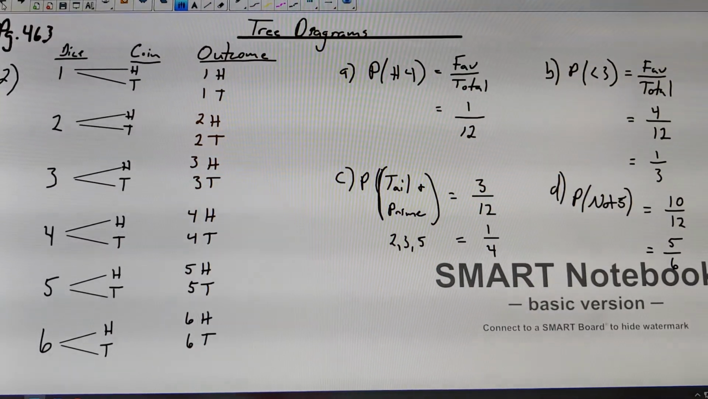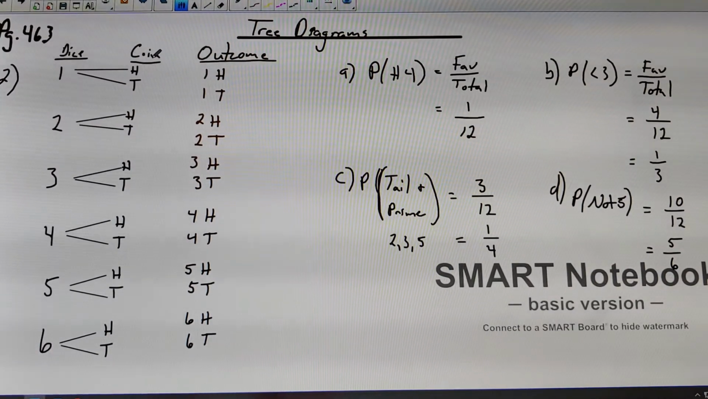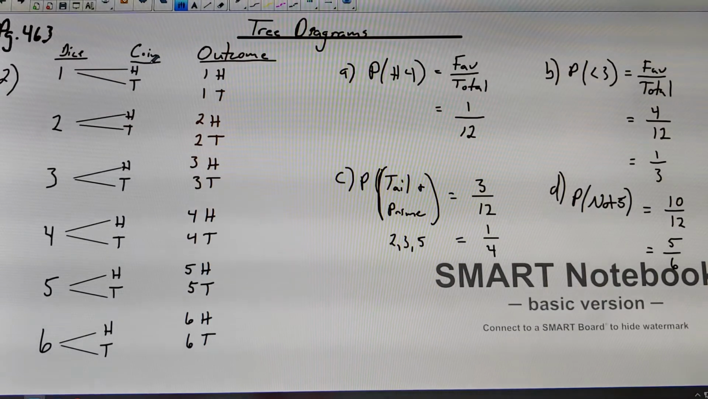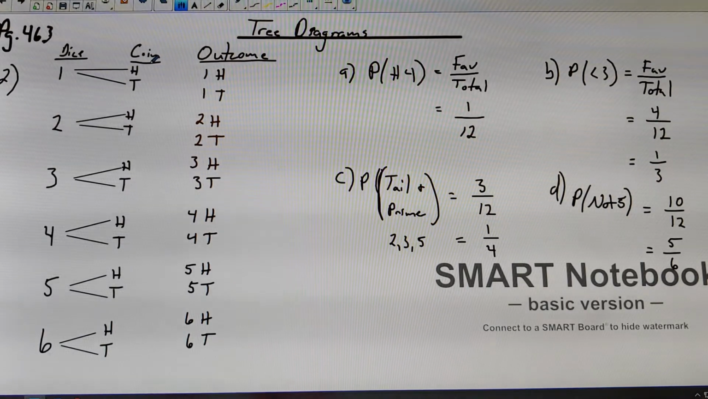Okay, ladies and gents, so this is page 463 on tree diagrams. The first one that we did, number 2, asked us to make a tree diagram for rolling a dice and tossing a coin, and then they asked for a bunch of probabilities.